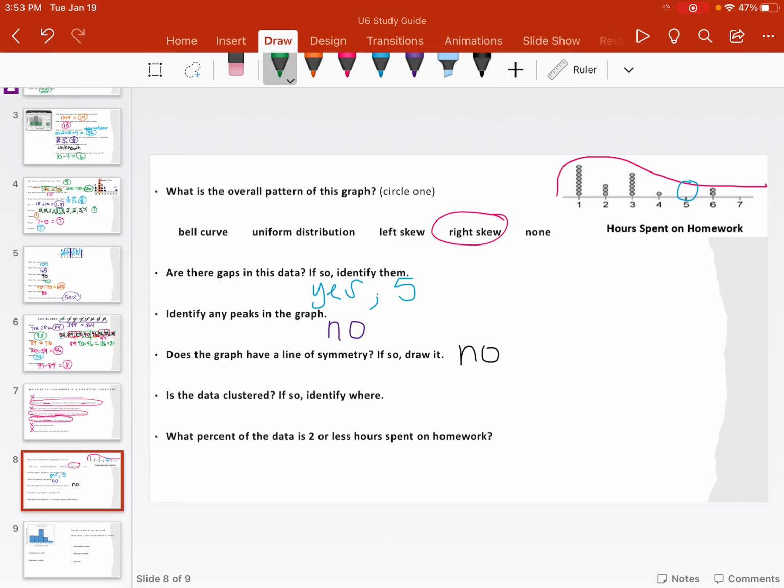Is there a cluster? Yes, remember a cluster has to be next to a gap, a big clump of data that's broken off from other data. There it is. So yes, it's from 1 through 4, all the way up to the gap. So the gap's at 5, it's 1 through 4.